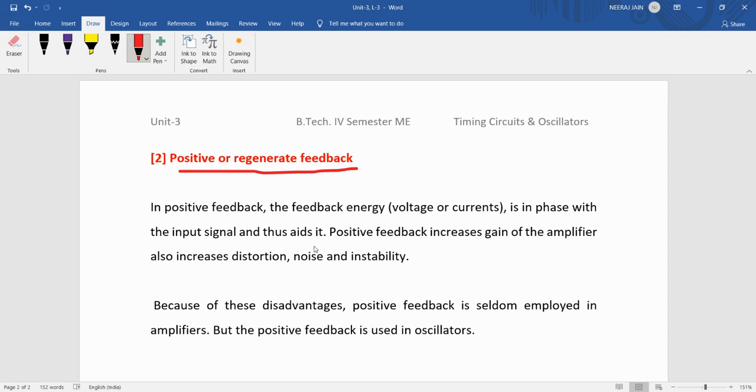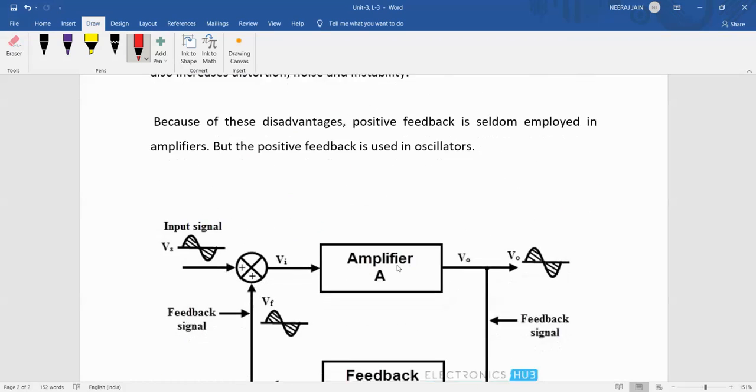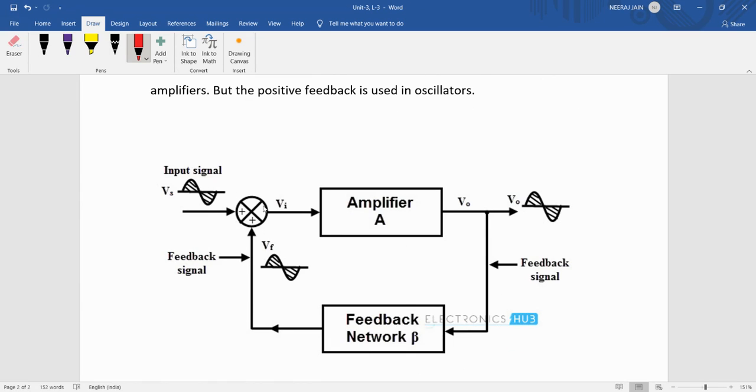In positive feedback, the feedback energy, voltage or current is in phase with the input signal and thus adds to it. ये इसमें add हो जाता है. As shown here, the input is Vs and the output is Vo, and we see that output and input are in phase with each other. Due to the feedback network beta, we get Bf, that will be beta Vo. यहाँ पर हमको बीटा Vo मिल रहा है.